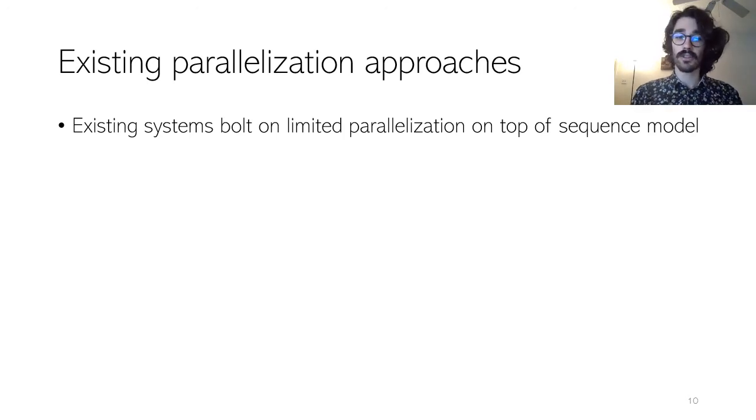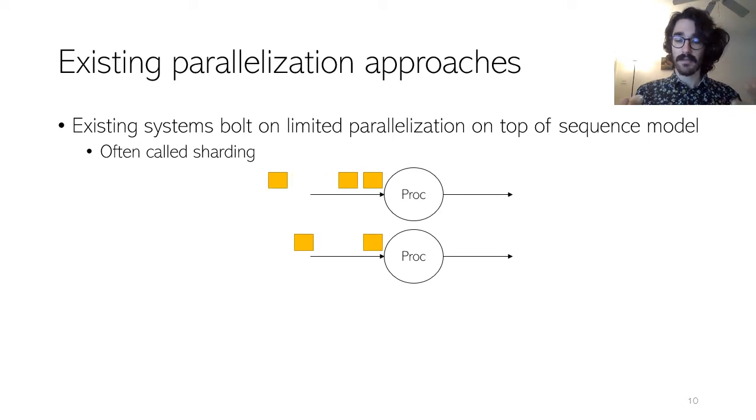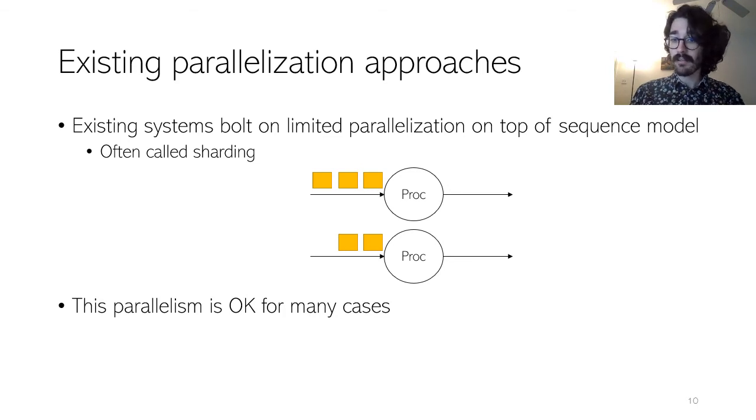Existing systems, in order to achieve parallelization, have to bolt on limited parallelization on top of this sequence model. This parallelization is often called sharding. Here is an illustration of it. We essentially partition the input events into different partitions, and we send each partition to a different parallel node. And this is actually very, very good for many cases. And this is what existing systems are based on.